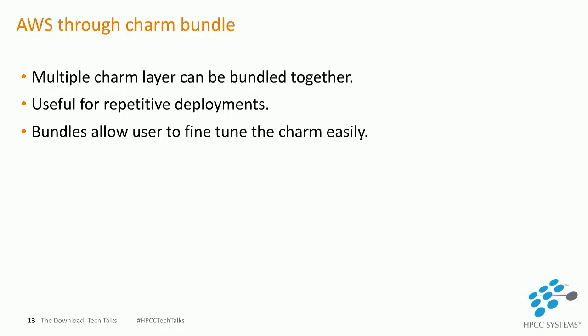Yeah. So AWS through charm bundle. Multiple layers of the charms can be bundled together using this. As of now, we have created a layer for the basic standalone charm. There's one layer for the DALI charm, and there's another layer for all other charms, for Sasha, Thor, Roxie, etc. They are all deployed through the same base layer. This allows us to reduce the amount of code which we need to write. It reduces the redundancy, and it allows us to fine tune the charm quite easily.